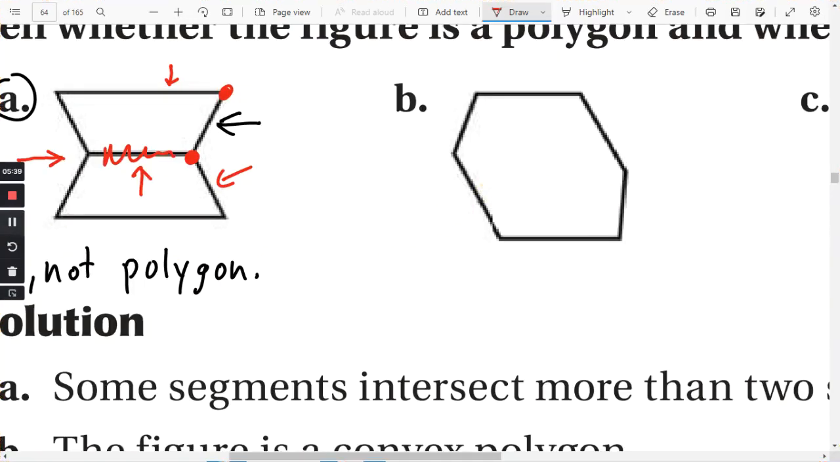Part B. It's a little bit crooked, but none of the lines are curved. So that is definitely yes. That is a polygon, and there is no dent in the polygon. So this one is going to be convex.